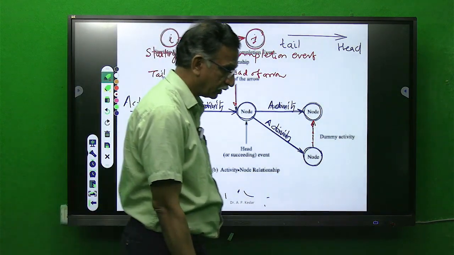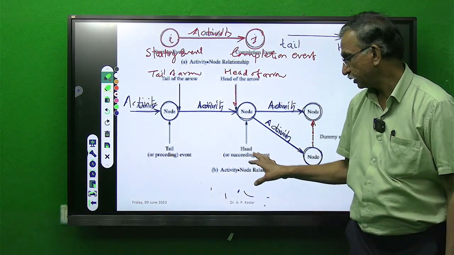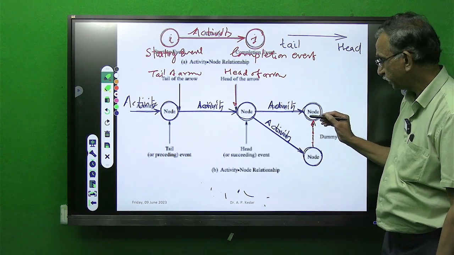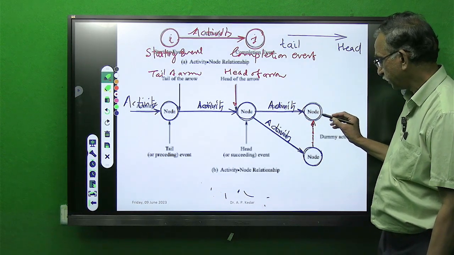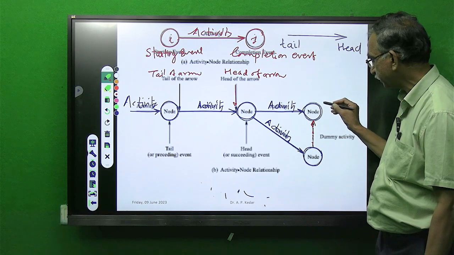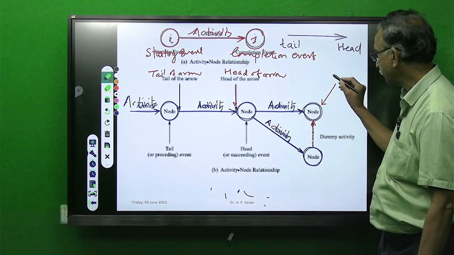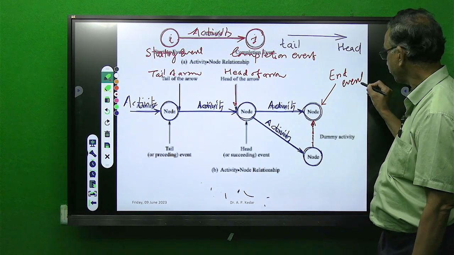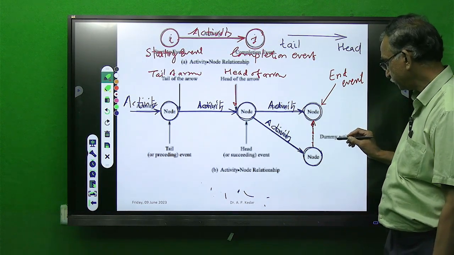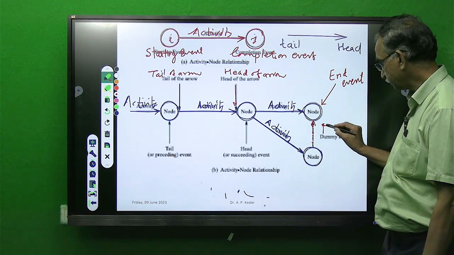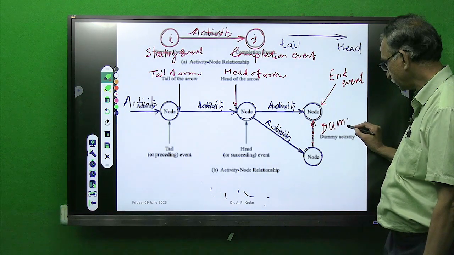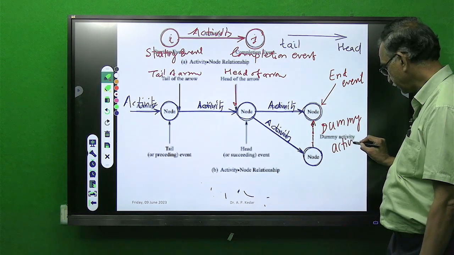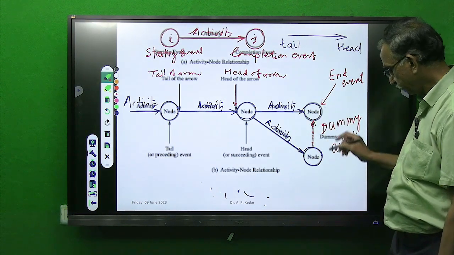Node is represented as an event. Now what to understand? For the time being, this is an activity, this is an activity. This particular project ends at this point. This is the end event. Now focus your attention here. Dummy activity, which I have joined.